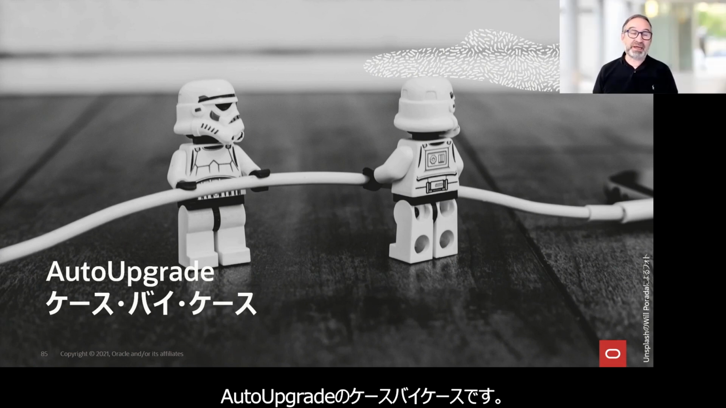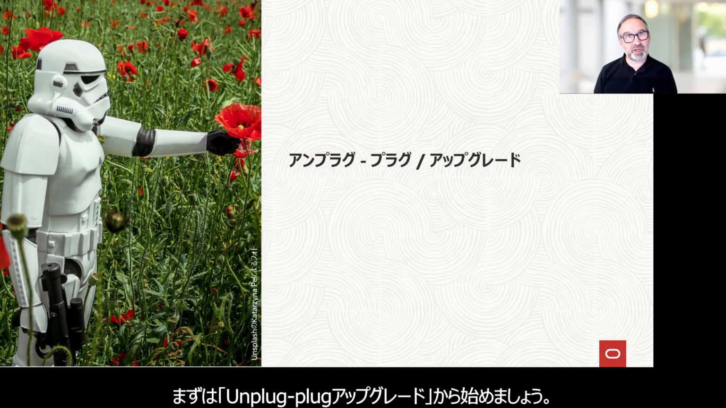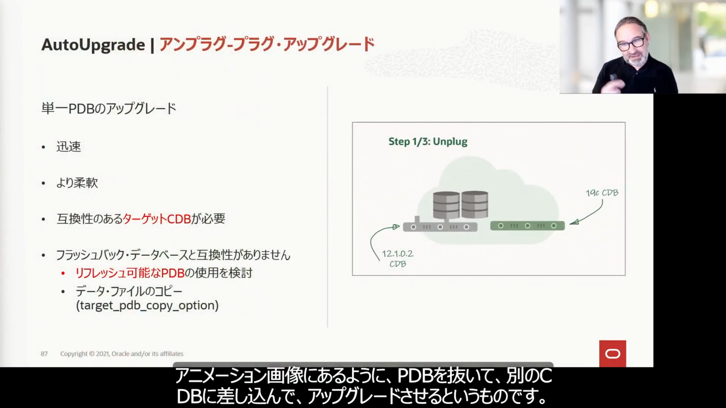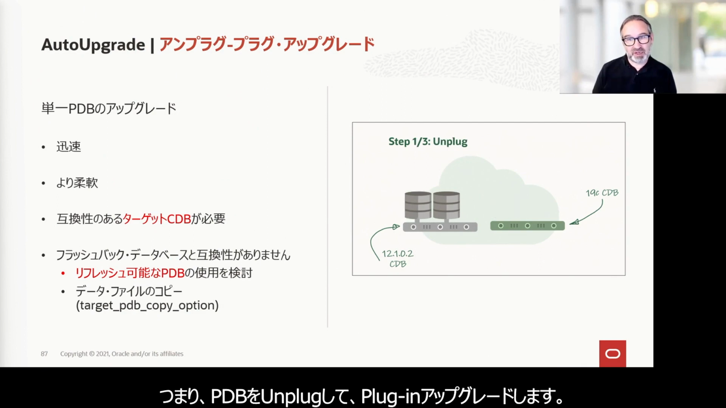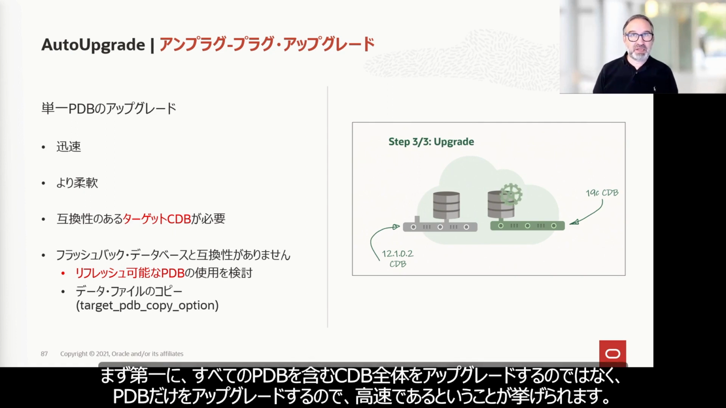AutoUpgrade now on a case-by-case basis. And let us start with Unplug Plug Upgrade. So the idea is, as you can see on the animated picture, we unplug a PDB, we plug it into a different CDB, and then we let it upgrade. So unplug the PDB, plug in, upgrade. This can be done with a single or with multiple PDBs. The idea is that it's, first of all, fast because we upgrade only PDBs and not the entire CDB with all PDBs, and it's very flexible.